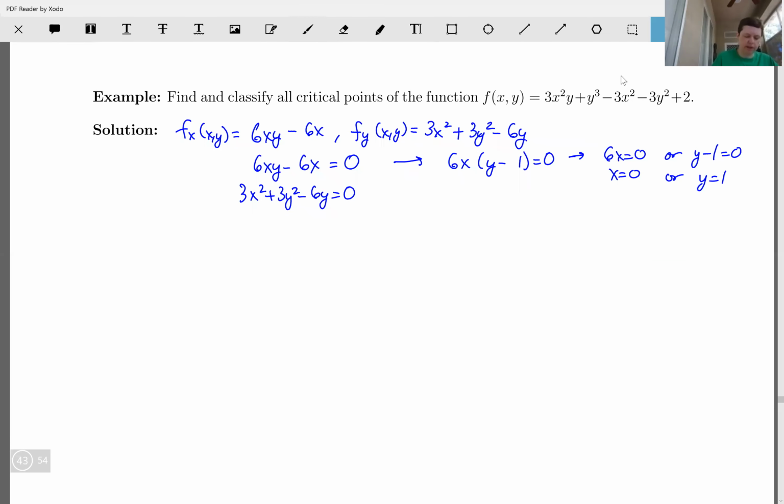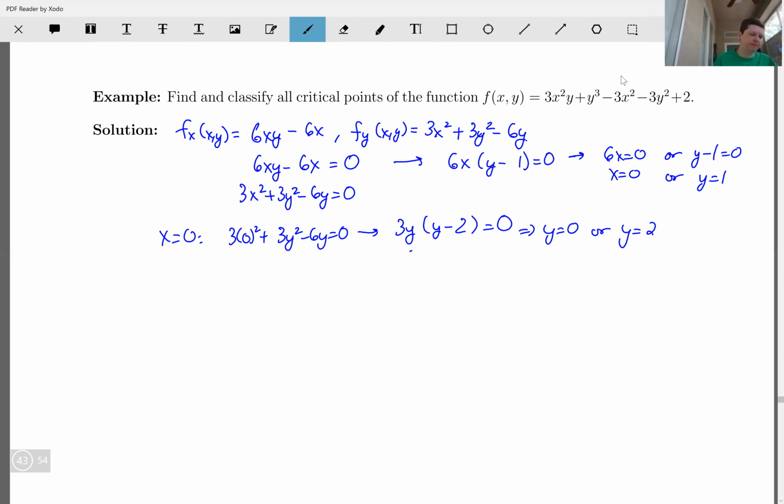If we let x equal 0 in the second equation, I get 3 times 0 squared plus 3y squared minus 6y equals 0. I can factor out a 3y, so I get 3y times (y minus 2) equals 0. That gives me y equals 0 or y equals 2. And if y is equal to 1, I get 3x squared plus 3 times 1 squared minus 6 times 1 equals 0. That gives me 3x squared minus 3 equals 0. I assume everyone can get this, that x is going to be plus or minus 1.